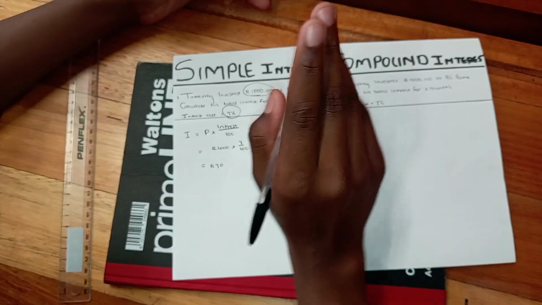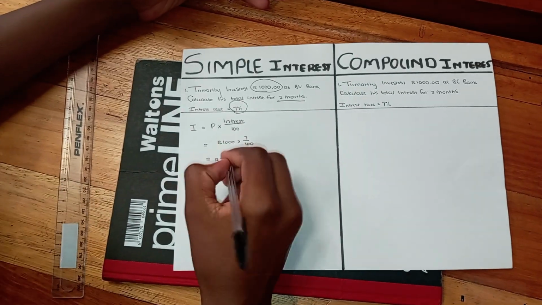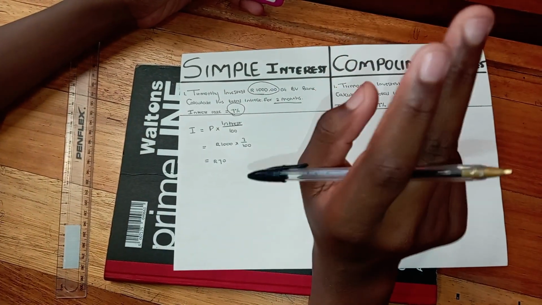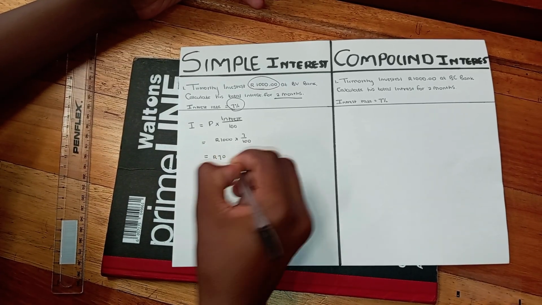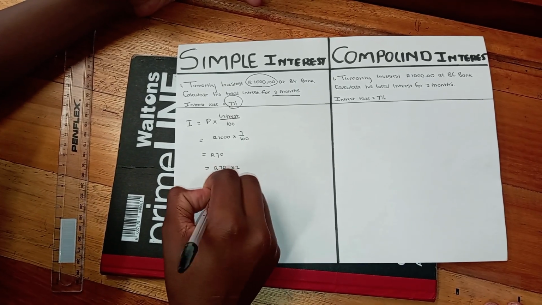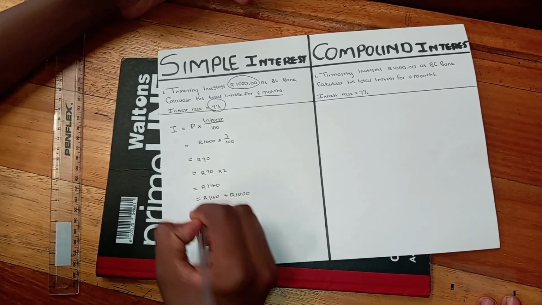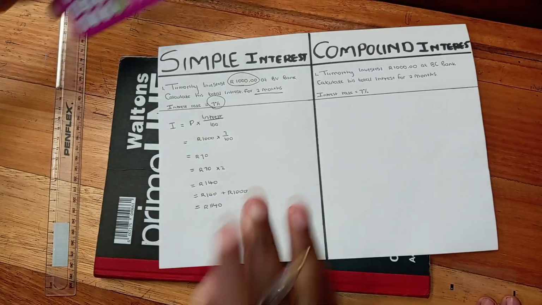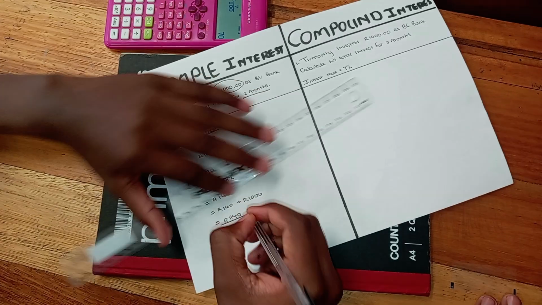Now, the statement says for 2 months. So we're going to multiply this number by 2, since for 1 month we have 70 rand interest. So 70 rands multiplied by 2 is equal to 140, and 140 plus 1,000 rand is equal to 1,140, the total amount that Timothy received from his investment at the bank.